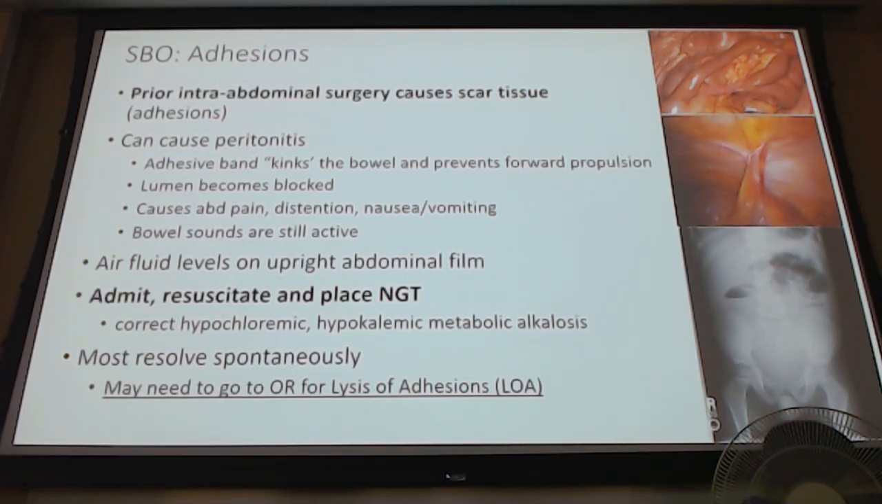Okay? So adhesive bands kink the bowel and prevent forward propulsion. It'll cause abdominal pain, distension, nausea, vomiting. Bowel sounds are still active though. It's still trying to move. That's what causes the pain. Your lumen before the obstruction will get super big, versus distal to it, it'll be kind of contracted, but your bowel is still trying to keep up. On x-ray, you'll see air fluid levels.